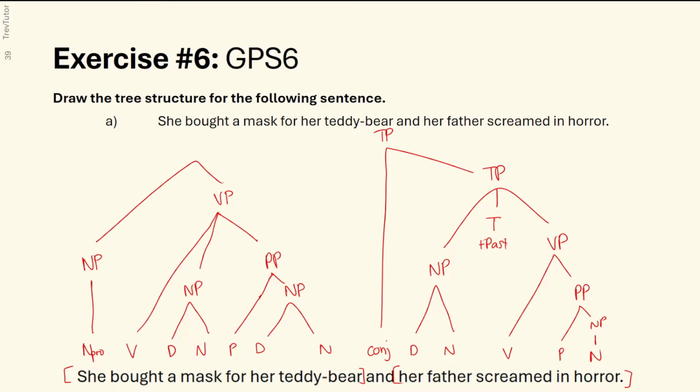So now we have a noun phrase and verb phrase that'll build into a tense phrase. The tense in this case will be bought. So this is plus past. And now we can conjoin our two tense phrases together to make a bigger one.